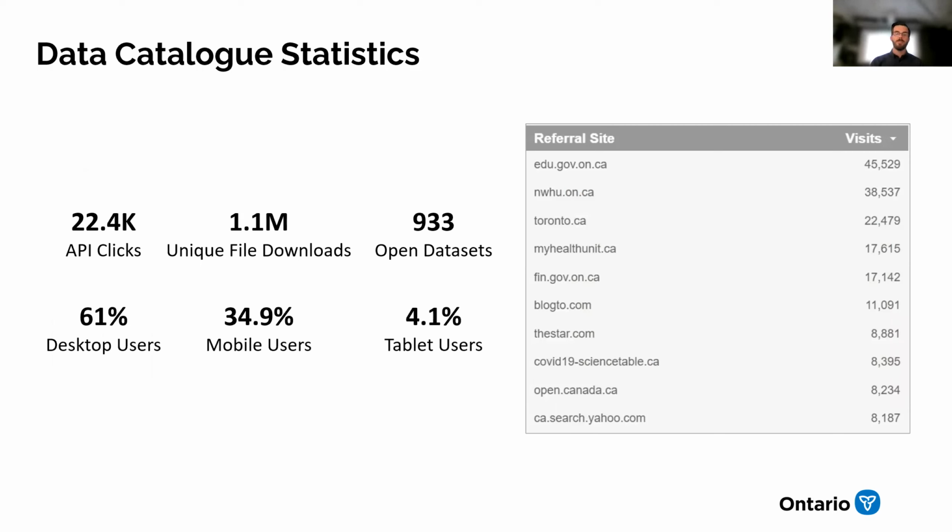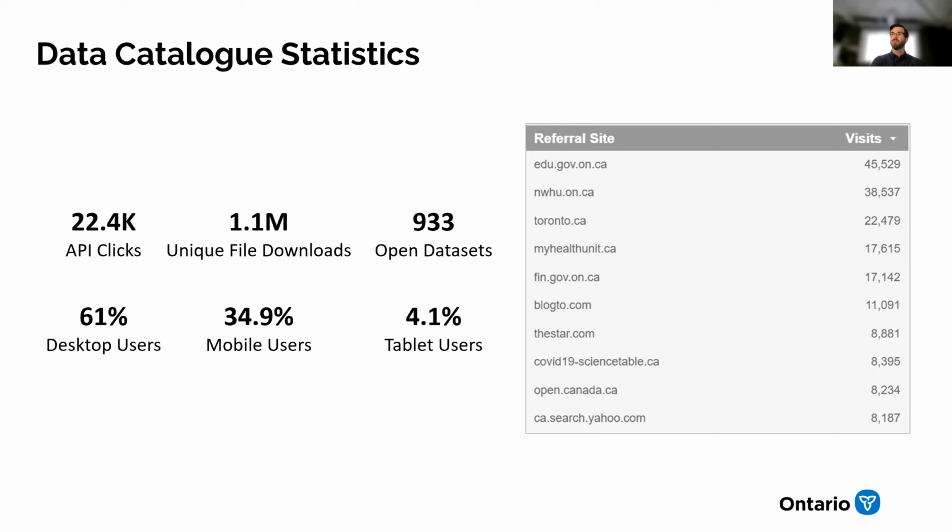So here we have some high-level statistics on the data catalog. This is from around January 2018 to now. There have been 22,000 API clicks so far, 1.1 million unique file downloads. There are 933 open data sets so far on the catalog.